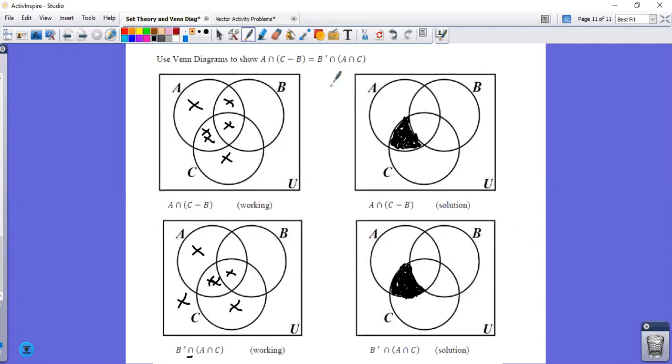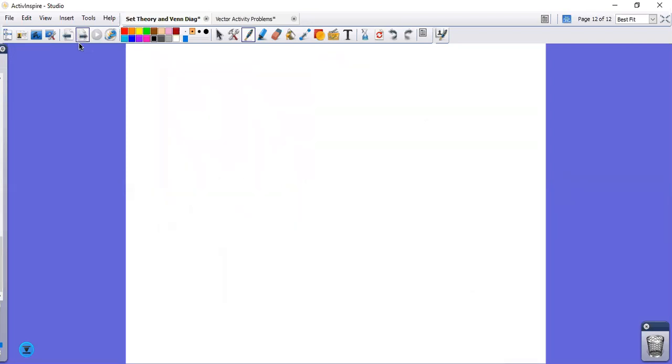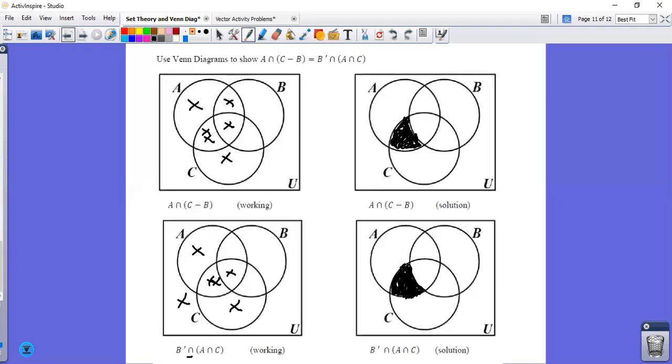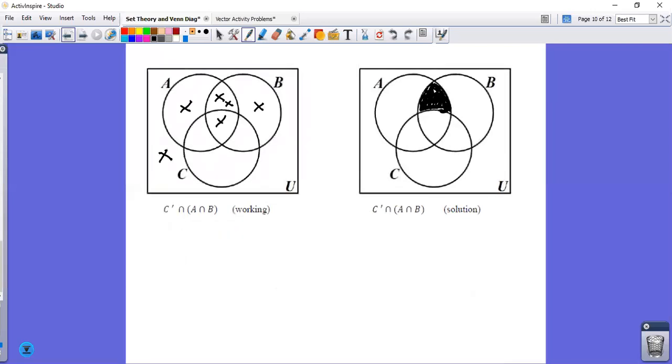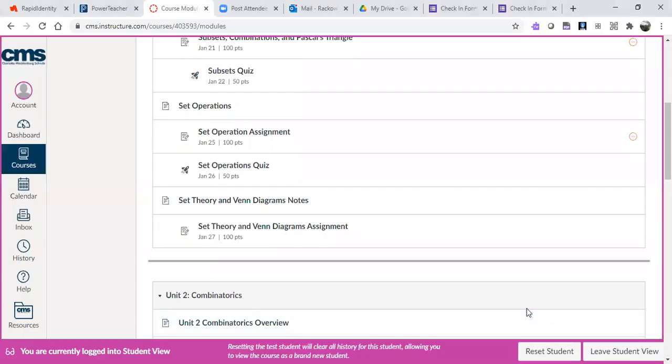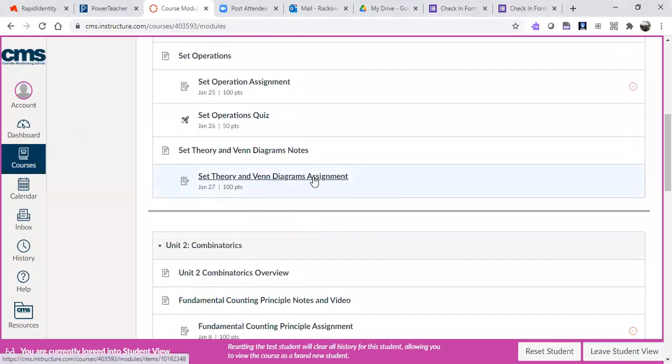I think that might be, yep. So that's it. So hopefully that'll be a good start if you come back to, where are we? The assignment.